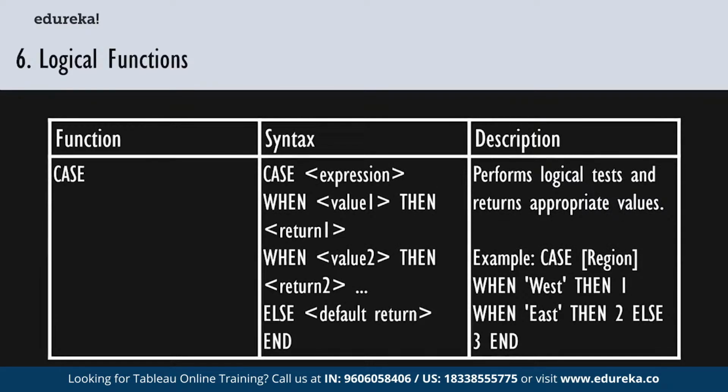Next, you have case. If any of you are from a coding background, you can relate it with the switch case. It performs a number of logical tests and returns appropriate values. The case function evaluates an expression, compares it to a sequence of values, and returns a result. When a value that matches the expression is encountered, case returns the corresponding return value. If no match is found, then the default return expression is used, and if there is no default return and no values match, then null is returned.